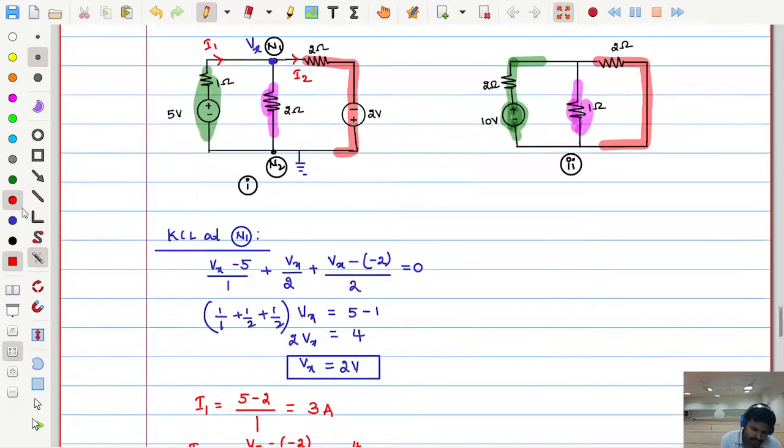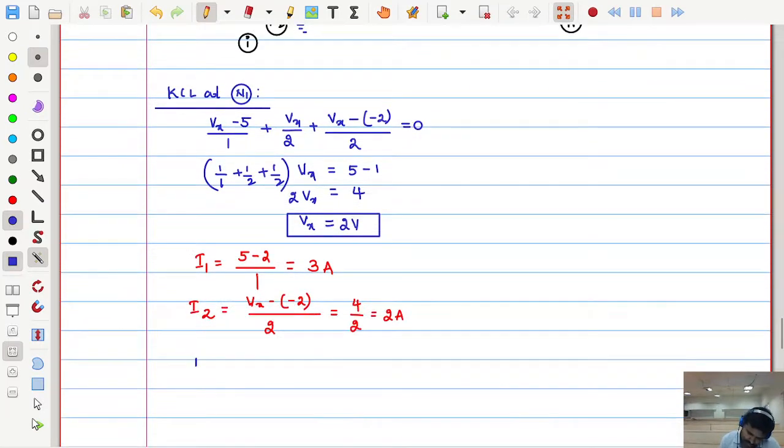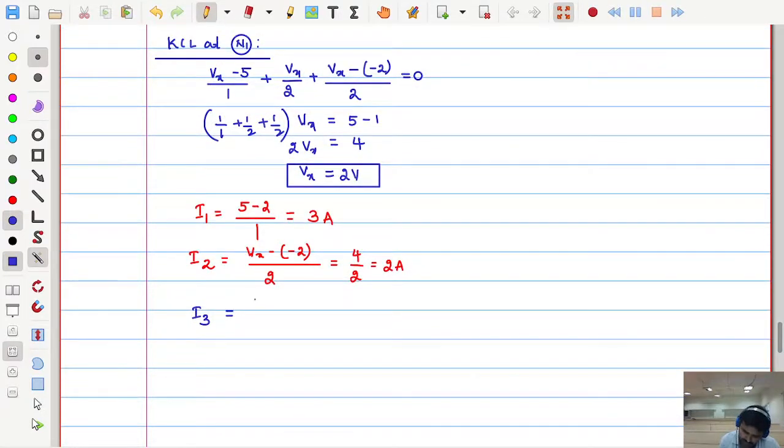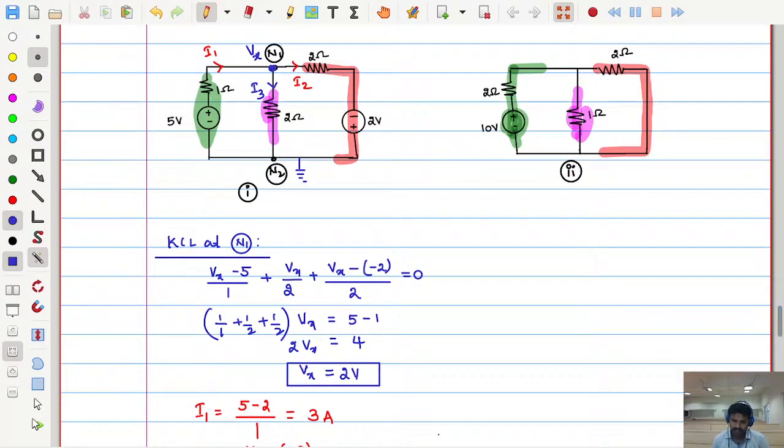So next is this branch current, let me consider it as I3. So how much is I3? Vx by 2. So that is 2 by 2 is equal to 1 ampere. Now for circuit 2, whatever I did here, I will try to do the same thing.